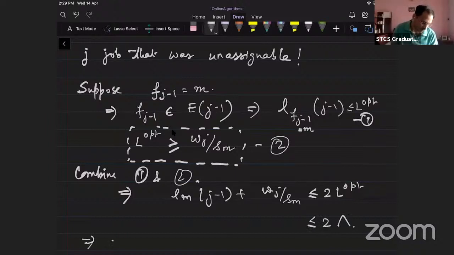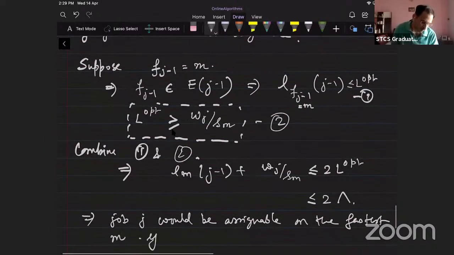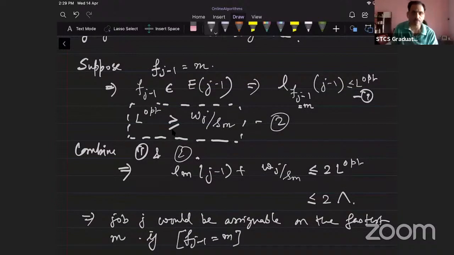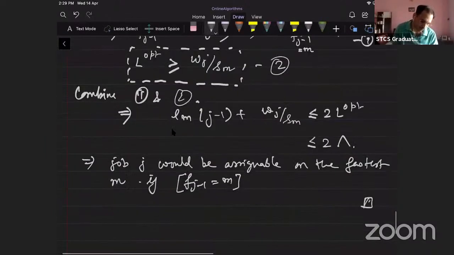So therefore, job J would be assignable on the fastest machine if Fj minus 1 was equal to M. And this we know is not true, because job J, in fact, to begin with, is not assignable on any machine, and in particular the fastest machine. Fj minus 1 is strictly less than M. Should I go over this again, or is it clear what happened?